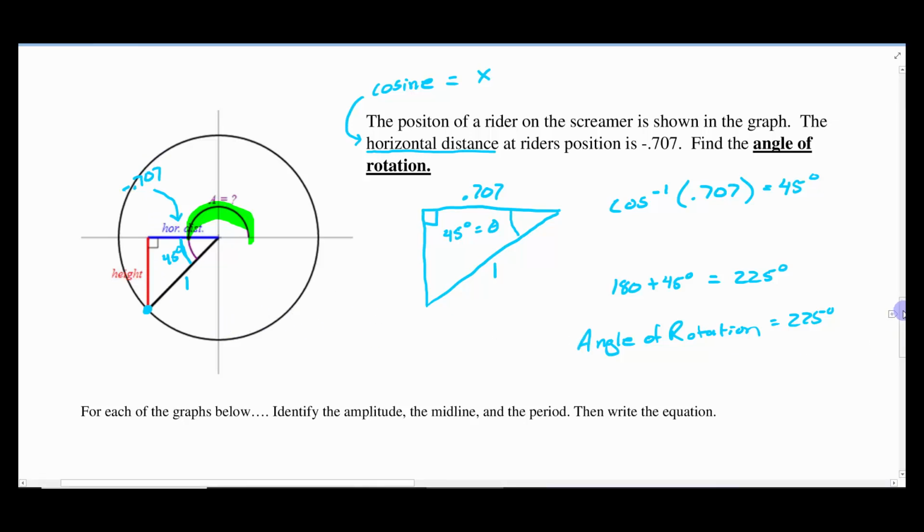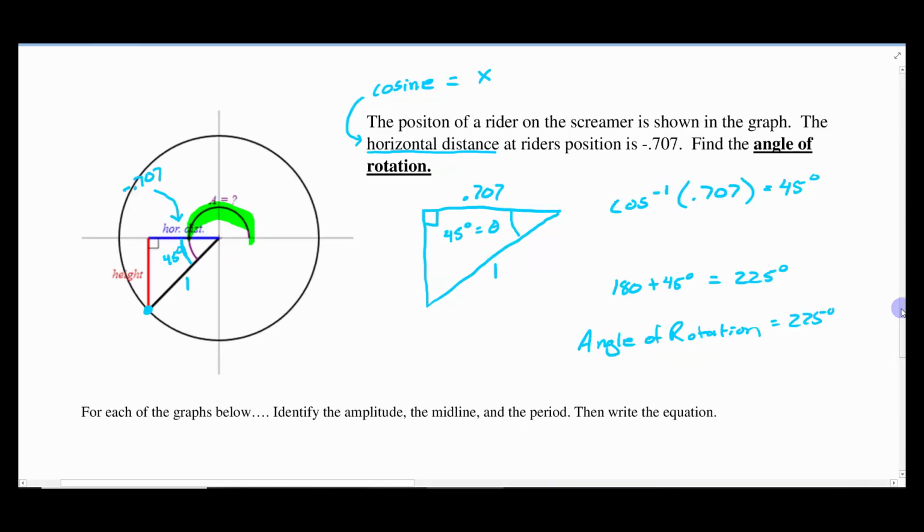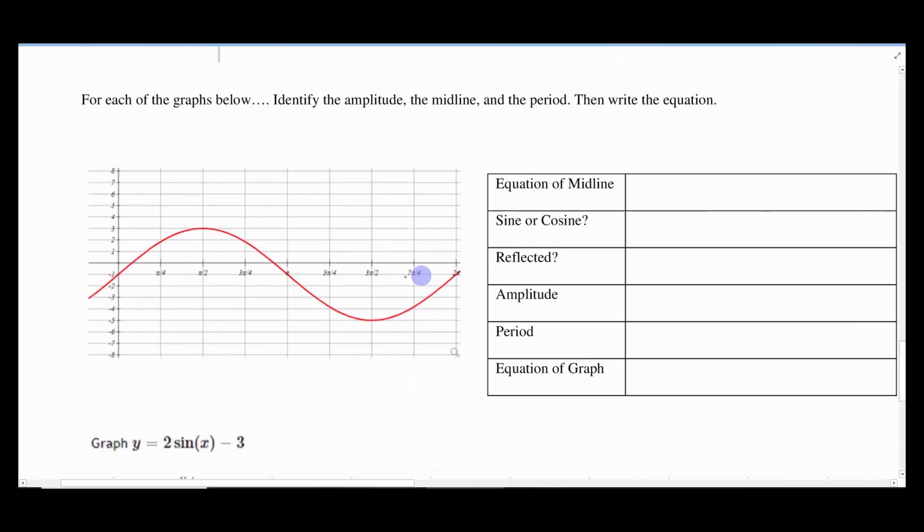All right, so let's move on. Let's do some trig graphing here. We have a graph. Our goal is to identify the amplitude, the midline, and the period, and then write the equation. So no problem. Let's start with the midline. This is usually the key to getting all of the other information we need from the graph.